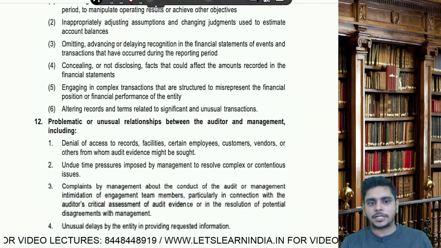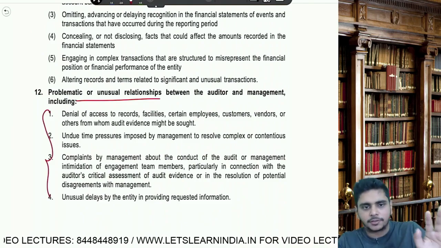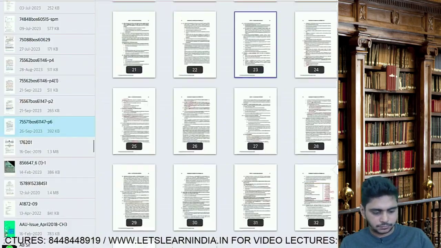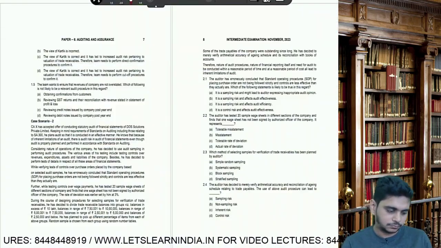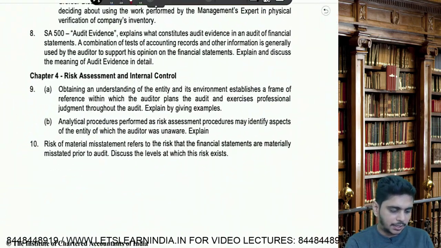Techniques of fraud committed by management, and this was a problematic answer. Both are module questions, no new variety. Okay. Then wrap chapter.